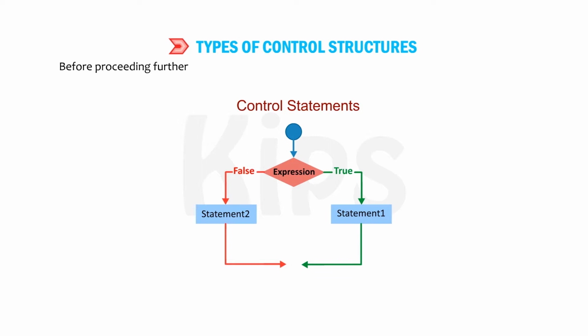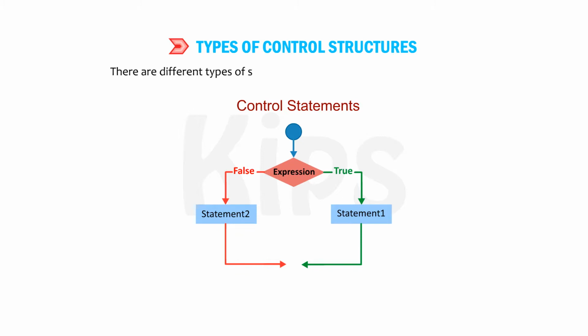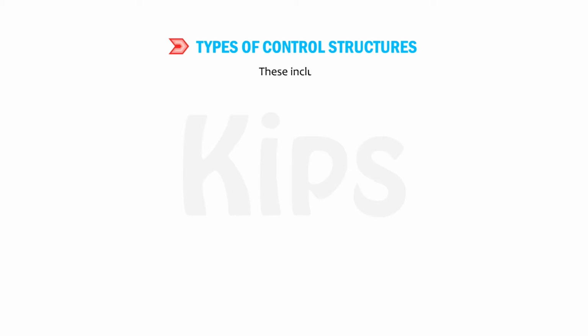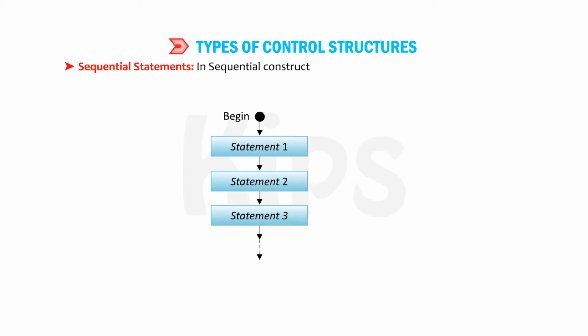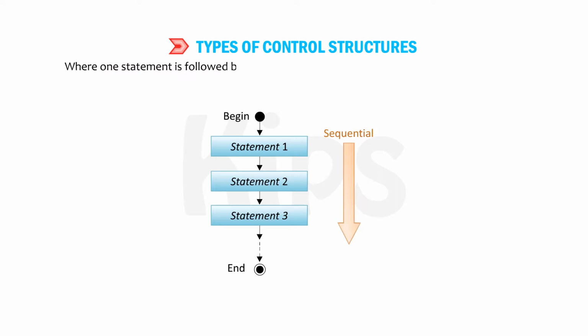Before proceeding further, we must understand the different types of constructs or statements in programming that govern the flow of the control of a program. There are different types of statements that control the flow of a program. These include sequential statements. In sequential construct, the statements in a program are executed in a sequential manner, where one statement is followed by the other, with no possibility of branching off to another action.